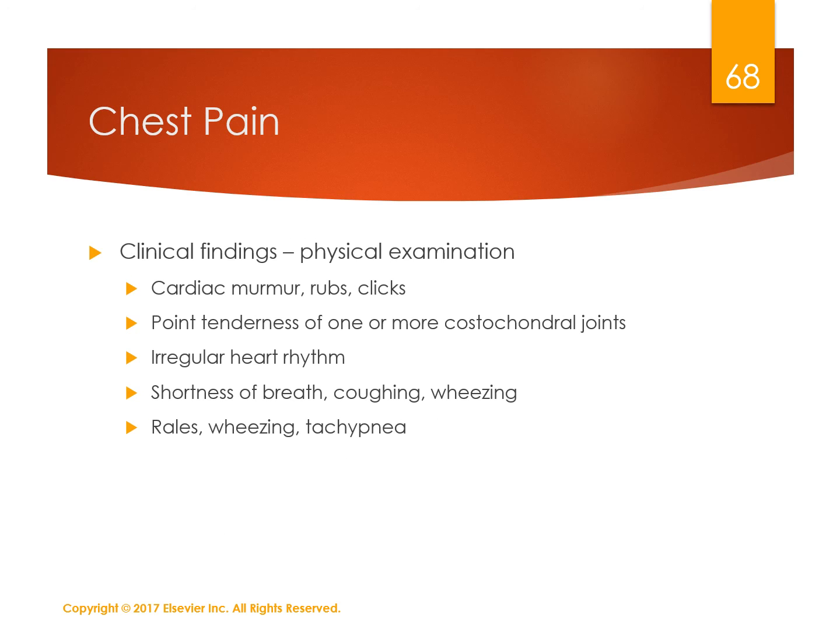On physical examination, we'll usually hear a cardiac murmur. We may hear some rubs and clicks. They may have point tenderness at one or more costochondral joints, irregular heart rhythm, shortness of breath, coughing, wheezing, rales, and tachypnea.